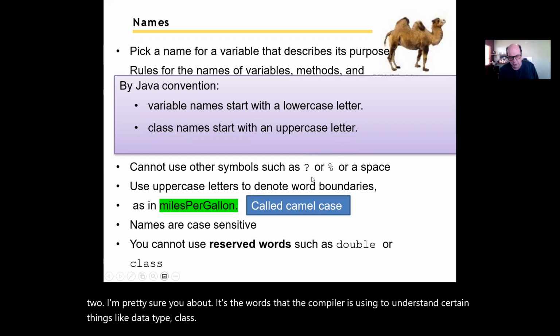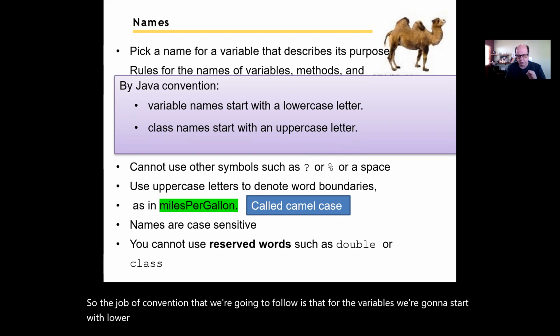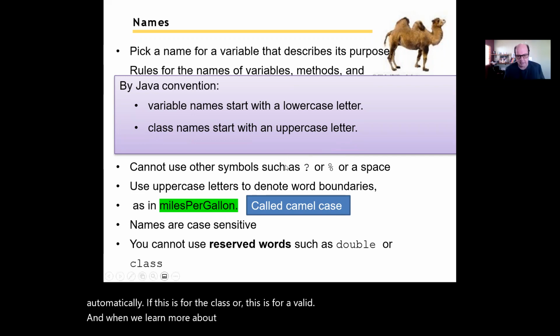The Java convention that we're going to follow is that for variables, we're going to start with lowercase. For classes, we're going to start with uppercase. So when you see a name, you automatically know if this is for a class or for a variable. And when we learn more about it, we're going to add our stuff in there.